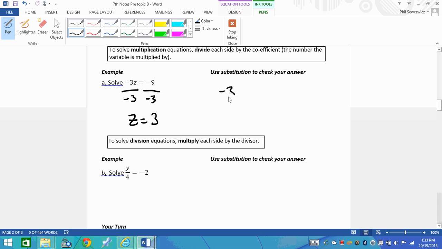So if we check, all right, and we plug it in, is negative 3 times 3, does that equal negative 9? It certainly does. Let's go to the next one here.